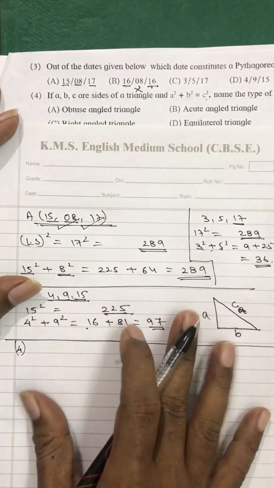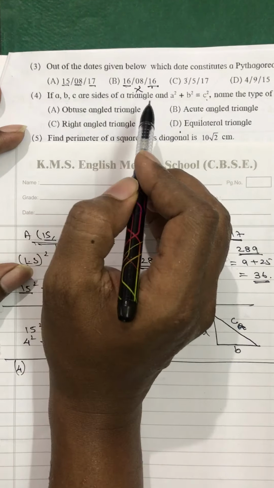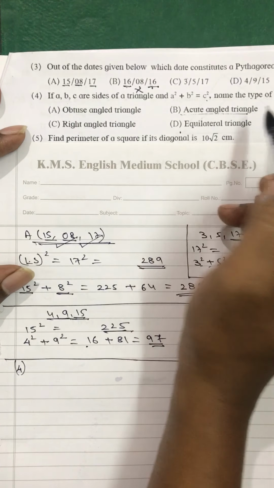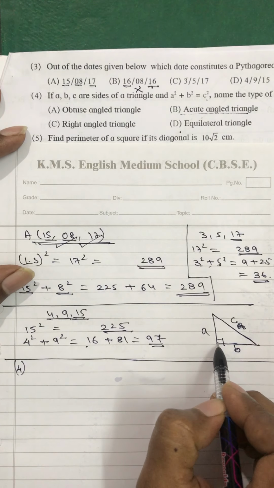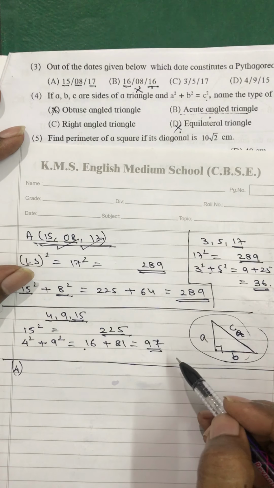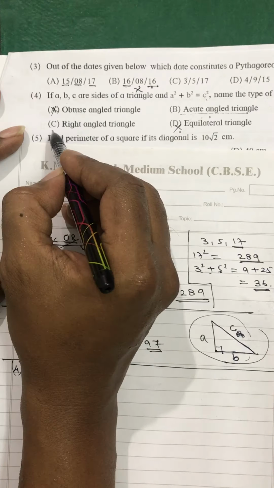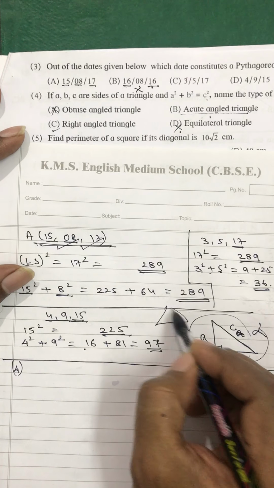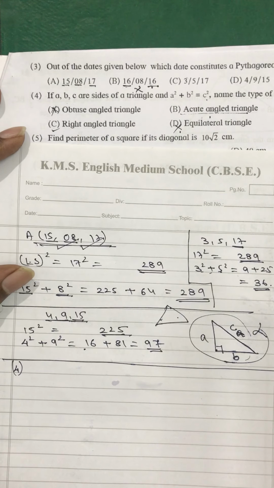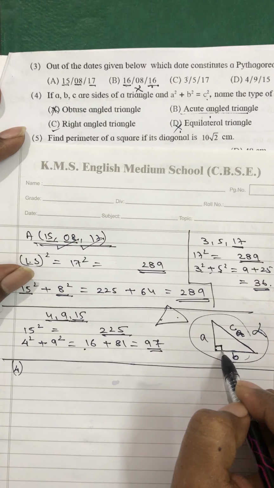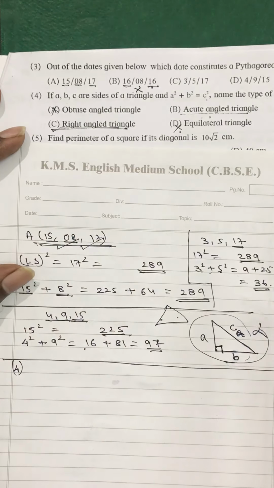Name the type of triangle. Definitely the triangle will not be an obtuse angle triangle. It is going to be a right angle triangle. It is not an acute angle triangle, because all the three angles have to be less than 90 degrees. So here one angle is not less than 90 degrees, it is equal to 90 degrees. So basically it is a right angle triangle. Fine. So you will write the answer for 4 is C.